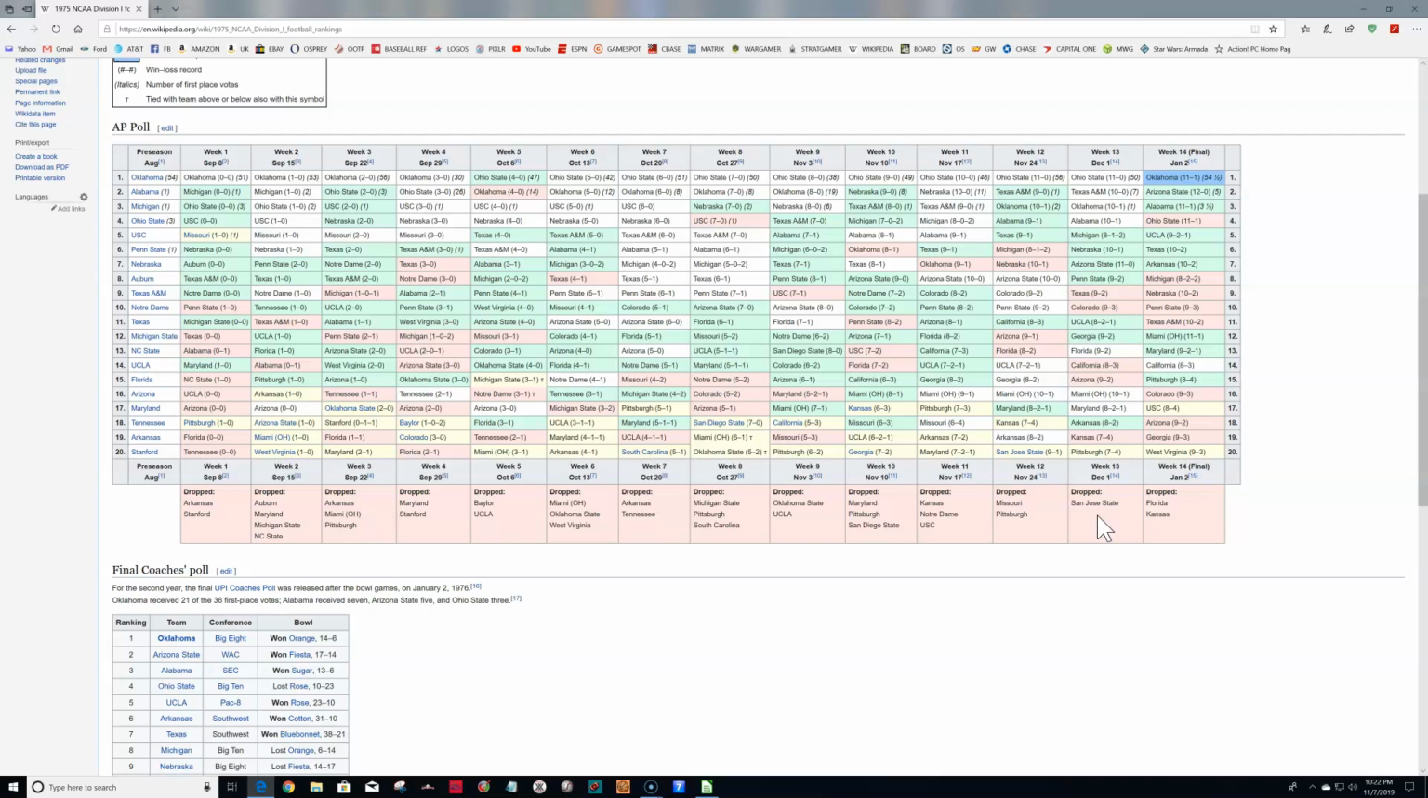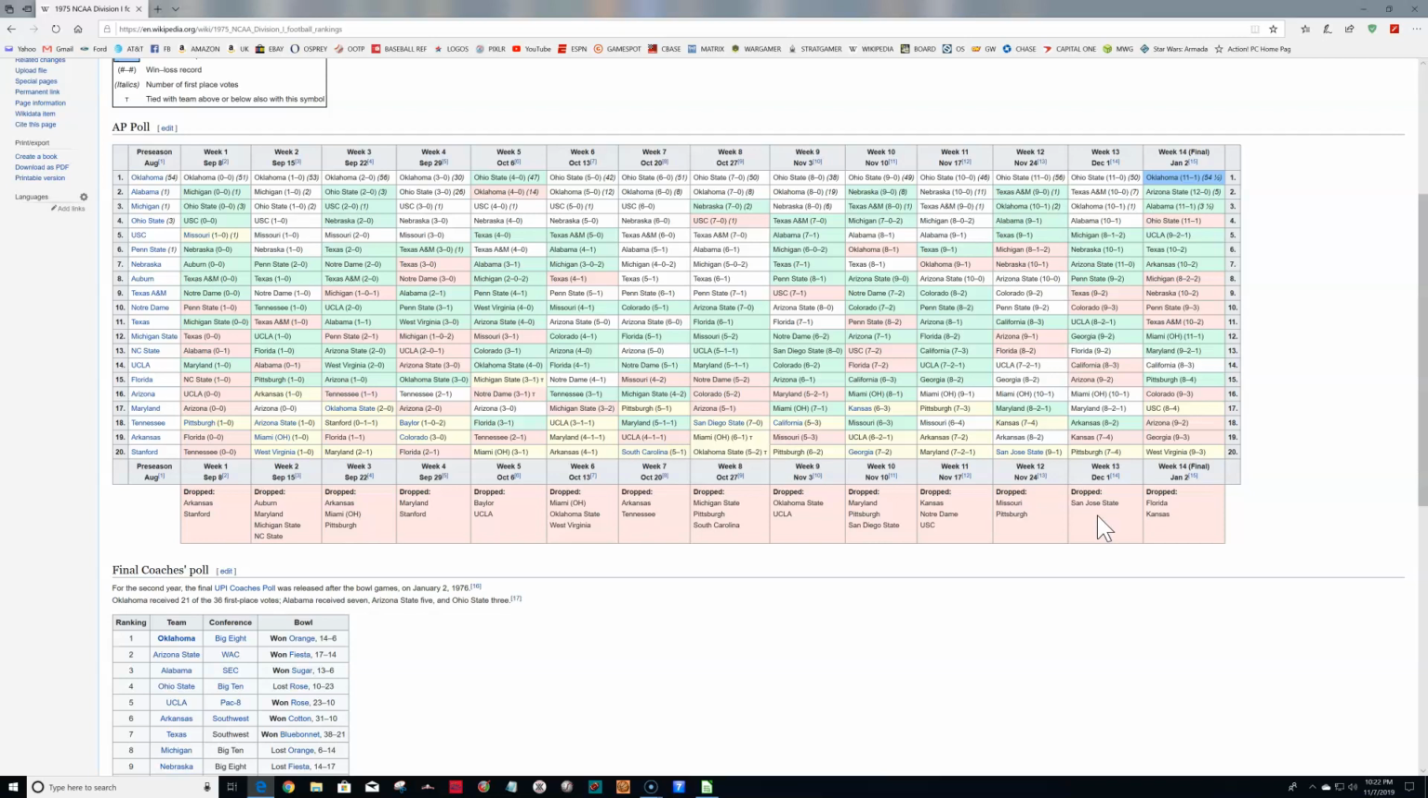This is December 1st, so probably at this time Army-Navy was already played. So now this is the AP poll, and I trust the Associated Press poll more than I trust the coaches poll. So we'll be using the AP poll for this. As you can see, Ohio State is number one, and they were a conference champion.